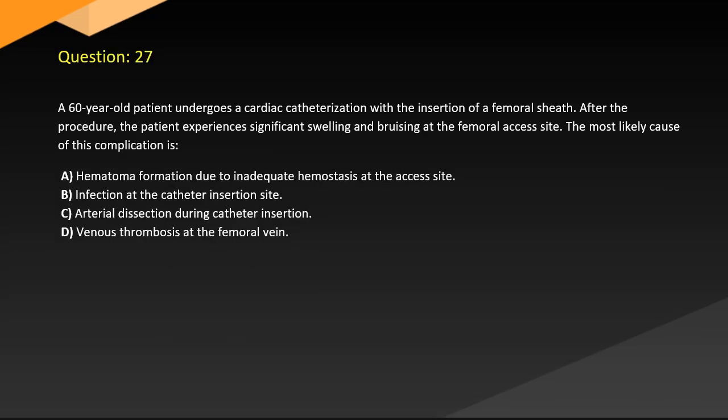Question 27. A 60-year-old patient undergoes a cardiac catheterization with the insertion of a femoral sheath. After the procedure, the patient experiences significant swelling and bruising at the femoral access site. The most likely cause of this complication is: A. Hematoma formation due to inadequate hemostasis at the access site. B. Infection at the catheter insertion site. C. Arterial dissection during catheter insertion. D. Venous thrombosis at the femoral vein.